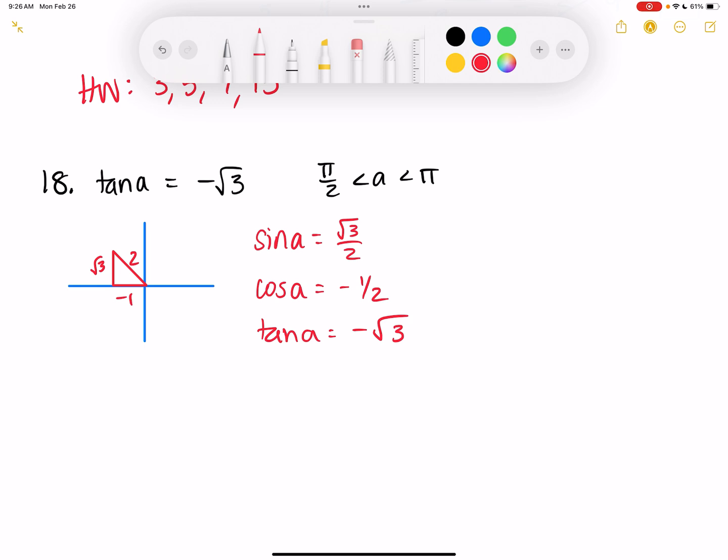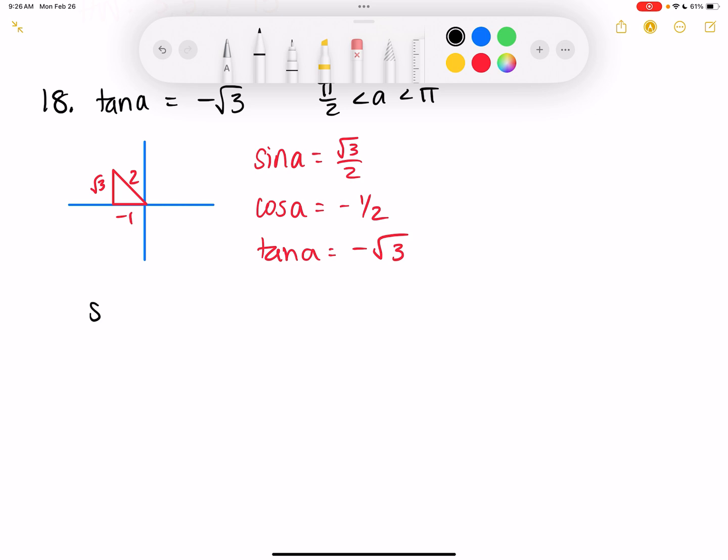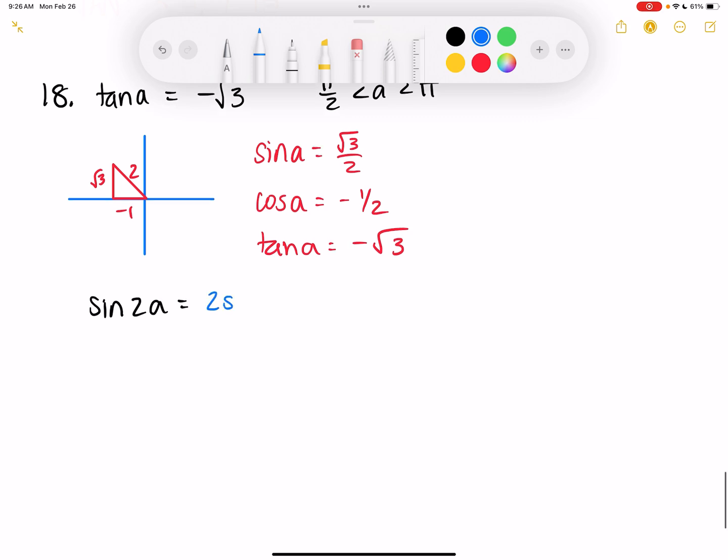So now I need to find the sine of 2A. If I remember correctly, it's cosine that has a couple of formulas. So sine of 2A, the formula is 2 sine A cosine A. Now we just replace these with the values that we found up here. So this would be 2 times root 3 over 2 times negative 1/2, which is going to end up being negative root 3 over 2.